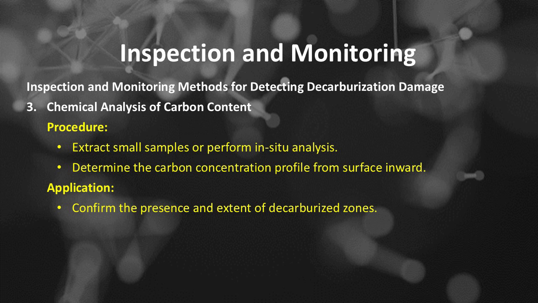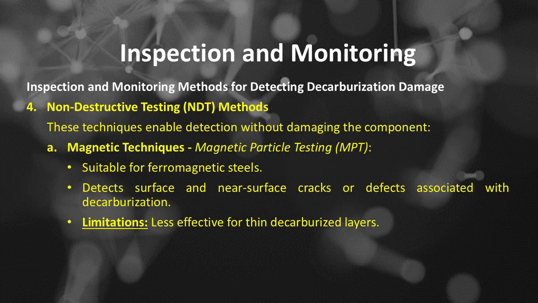The procedure for chemical analysis of carbon content is to extract small samples or perform in situ analysis, determining the carbon concentration profile from the surface inward. Its application is to confirm the presence and extent of decarburized zones. Number 4 of the inspection and monitoring methods for detecting decarburization damage is non-destructive testing, or NDT, methods. These techniques enable detection without damaging the component.